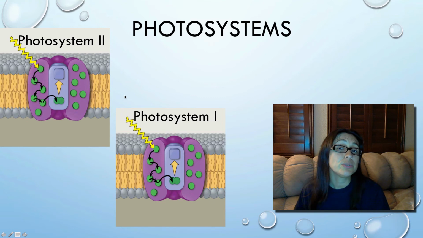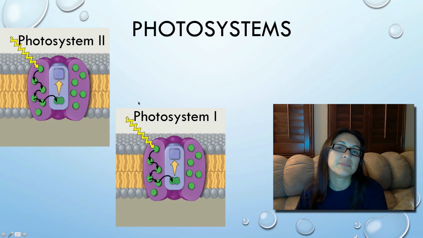Now there's actually two types of photosystems that we see in the thylakoid membranes: photosystem 2 and photosystem 1. Photosystem 2 was actually discovered after photosystem 1. In the early discovery, photosystem 1 was found first. And you can see they look very similar.